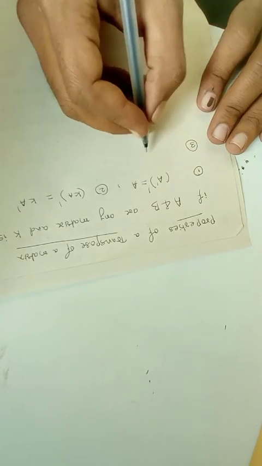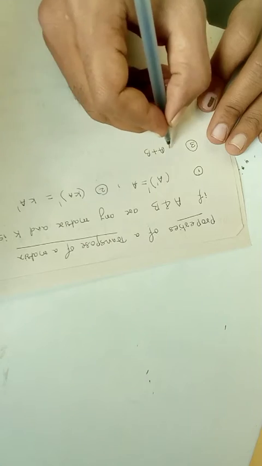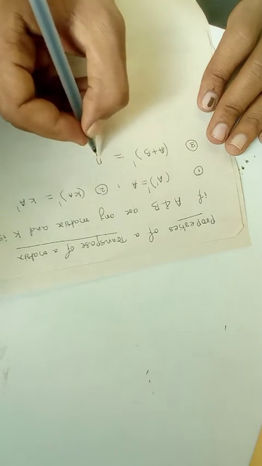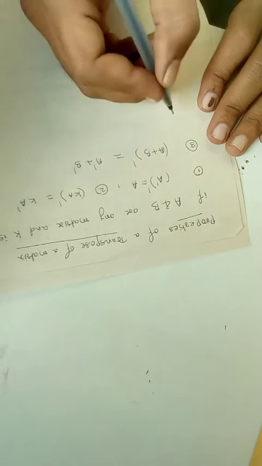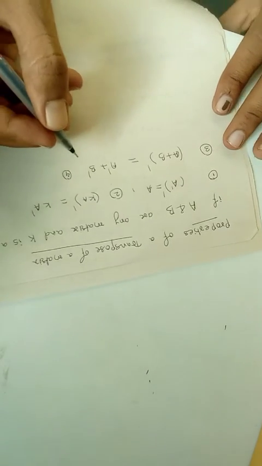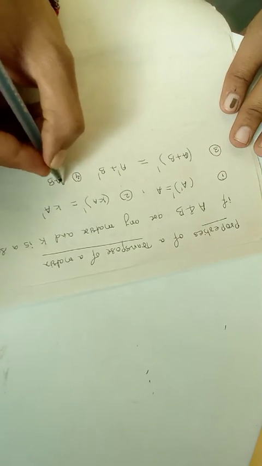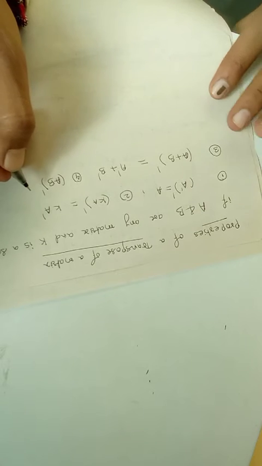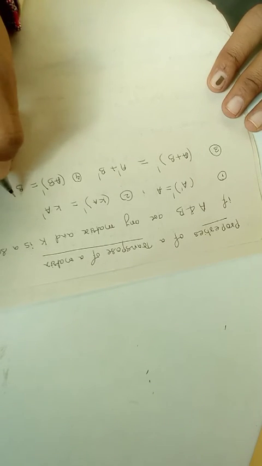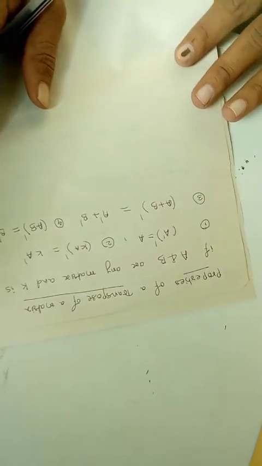Third property, if addition of A and B, then it is equal to A transpose plus B transpose. Fourth, multiplication of A and B and whose transpose is equal to, just reverse, B transpose into A transpose.